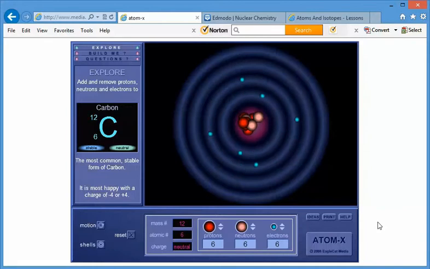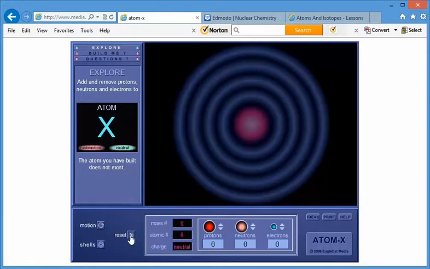I'm going to take you through the process of building your isotopes using the interactive. When you first arrive at the interactive website, just reset everything. If you click on the motion, that'll stop the electrons from moving, which is probably a better idea. And then click on reset. So now you've got empty shells and a nucleus to start building. We're going to build 3 carbon isotopes: carbon 12, carbon 13, and carbon 14.